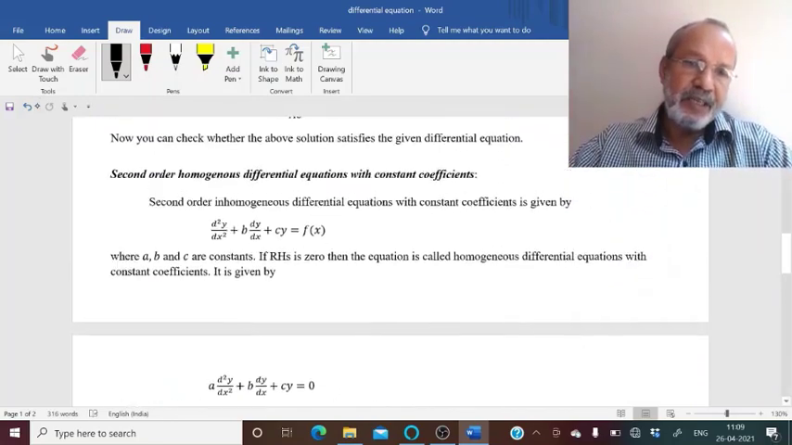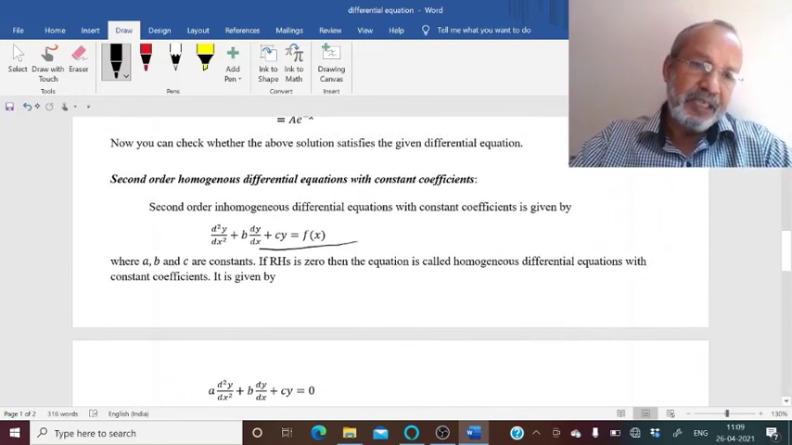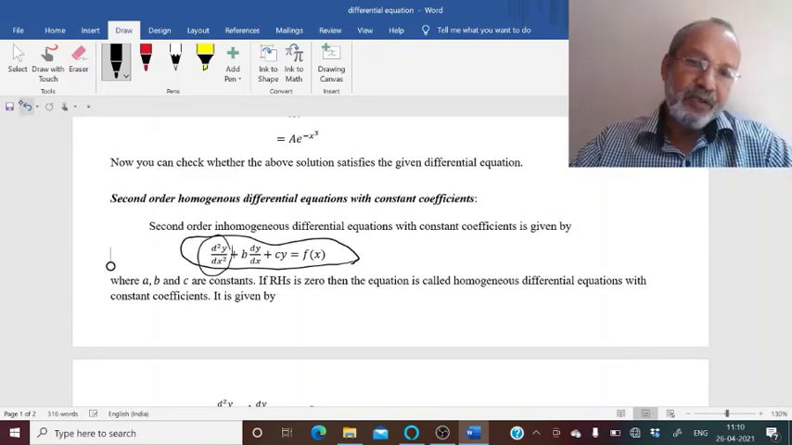Let us consider another equation. We have this equation in which the highest derivative is of second order. So this is called a second order differential equation.